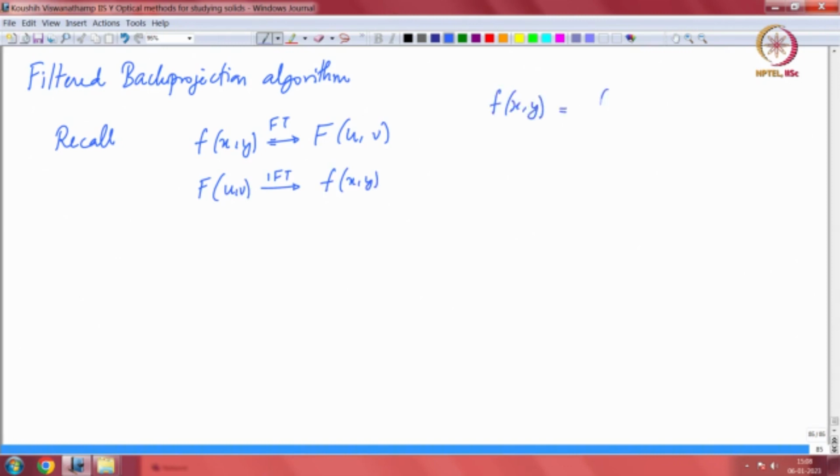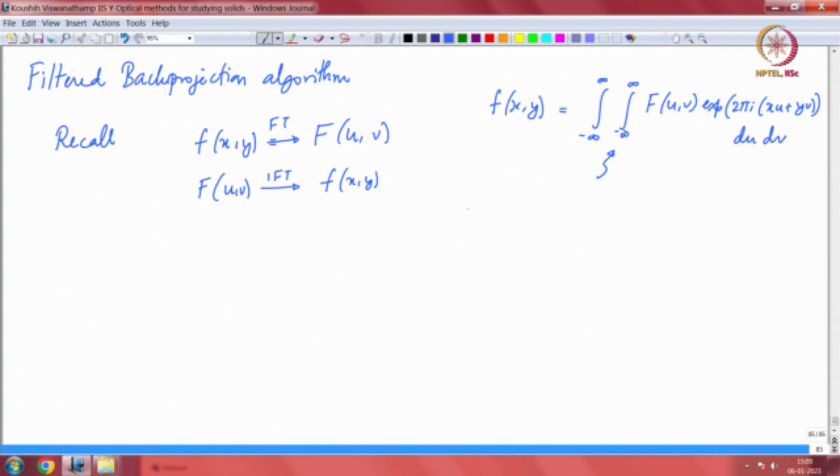If you recall, you have integral from minus infinity to plus infinity, minus infinity to plus infinity, F of u comma v exponential 2 pi i (x u plus y v) du dv, right. For the Fourier transform you are integrating over x and y, now you are integrating over u and v. So, we now manipulate this expression and then use the Fourier slice theorem to come up with a more signal processing heavy interpretation of the exact same expression, okay, like I mentioned.